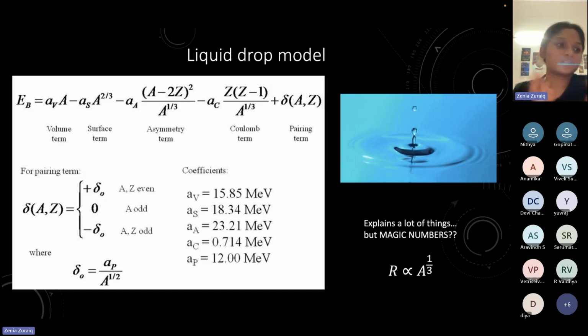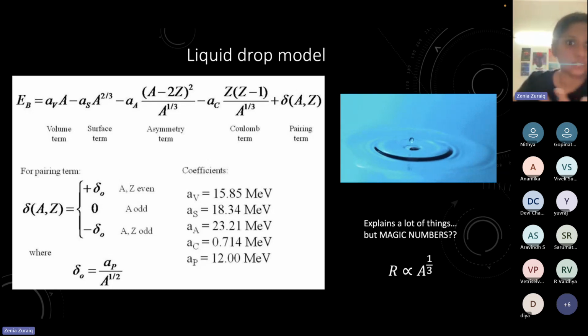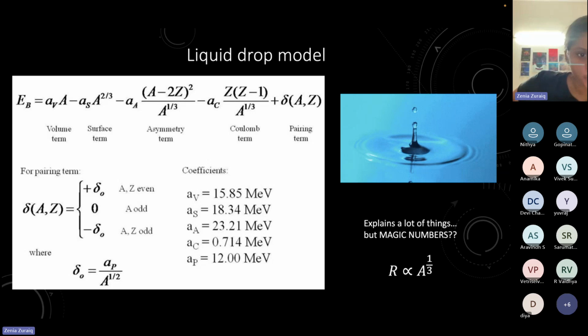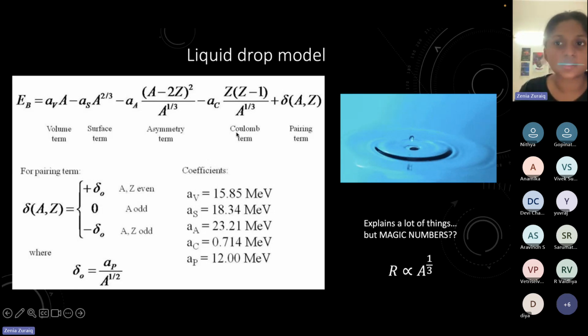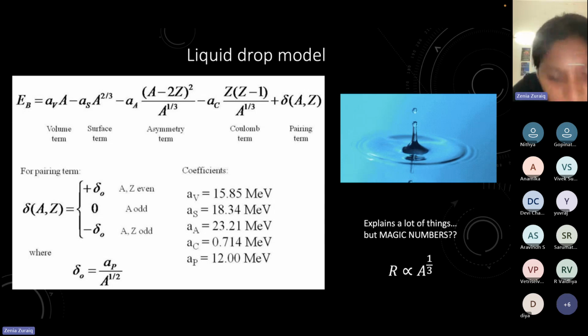Point is that in the lighter spectrum of elements, you will find a lot of elements which have this sort of symmetry, and the asymmetry term basically tells you that symmetric nuclei are a little more stable. And in that sense, okay, I think someone has a question. Someone has raised their hand. Yeah, please unmute and go ahead.